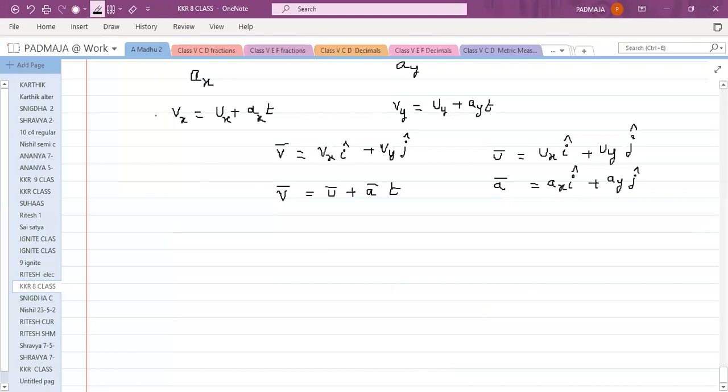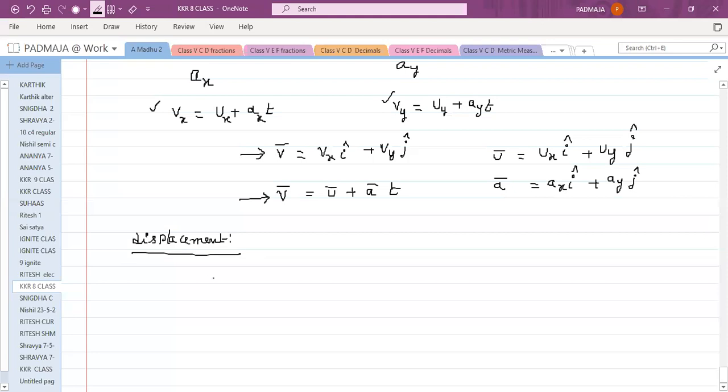You can separately find the velocity along x-axis and the velocity along y-axis, and write the velocity vector v bar equal to vx i cap plus vy j cap, or directly you can write v bar equal to u bar plus a bar into t. This is how to find the velocity. Now, how to find the displacement vector?